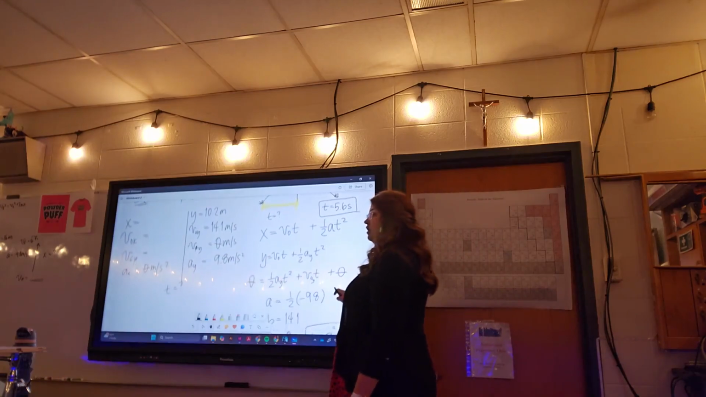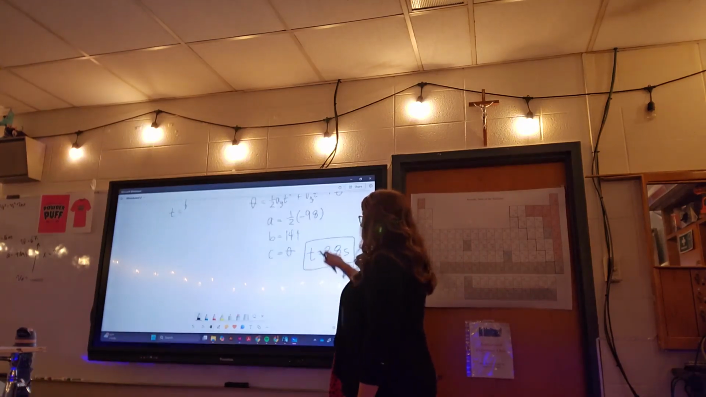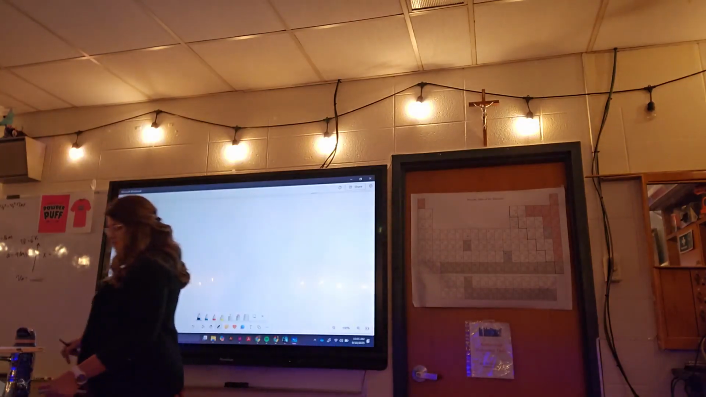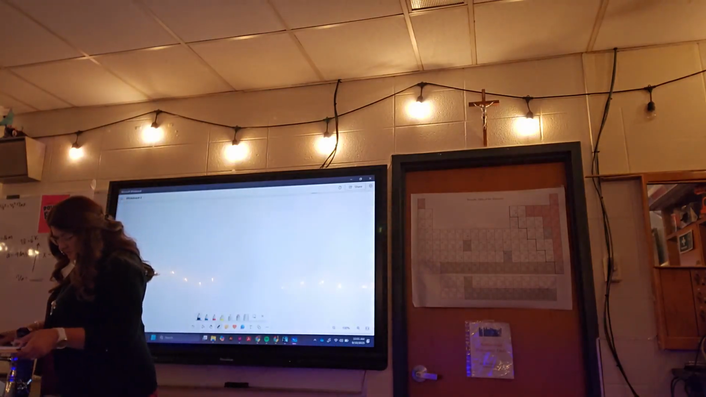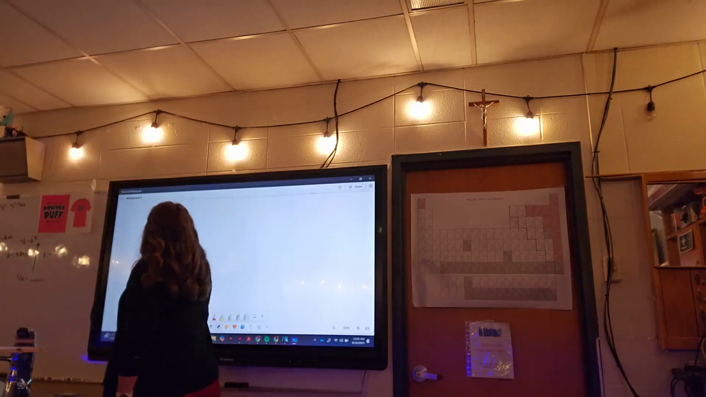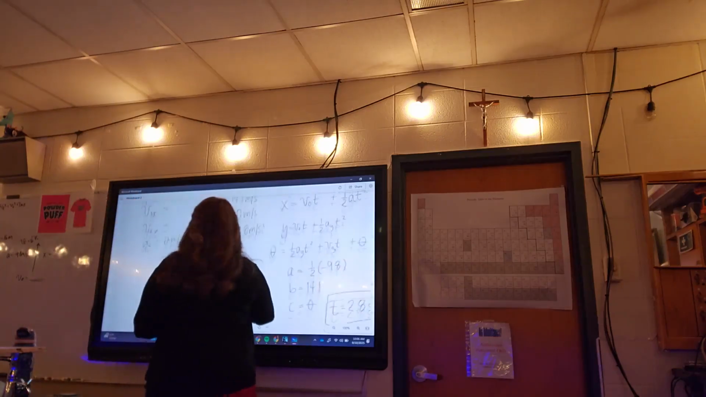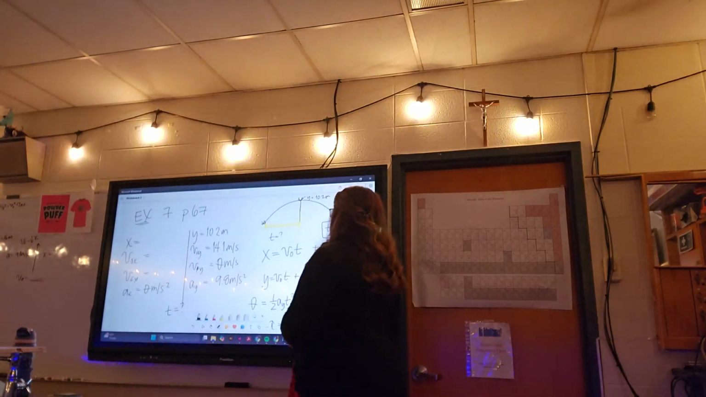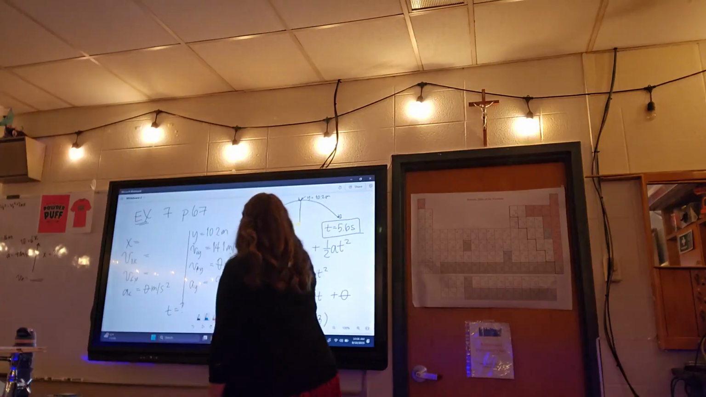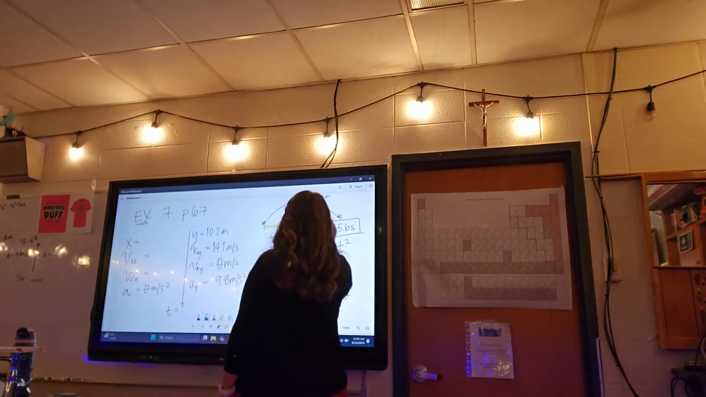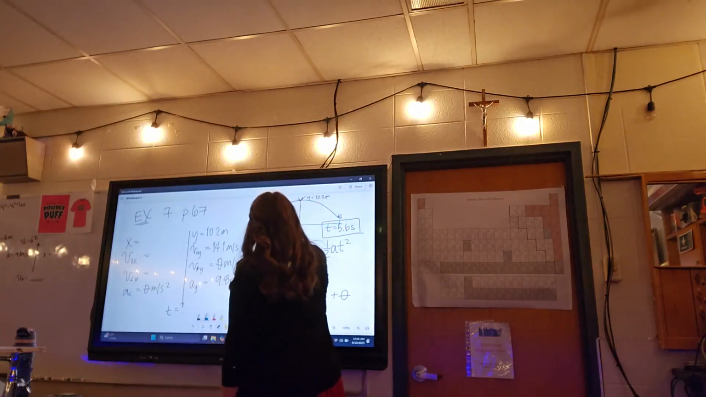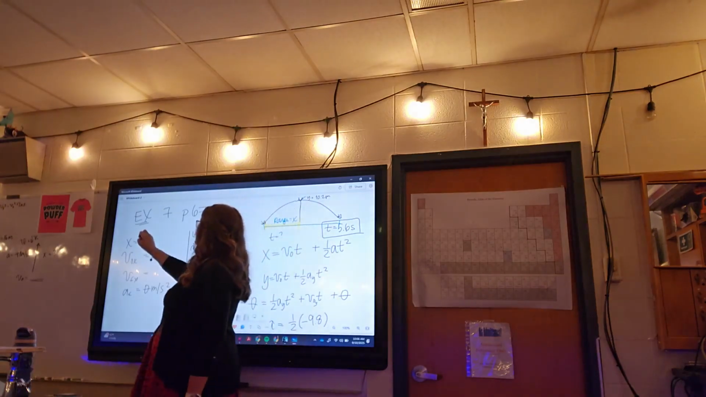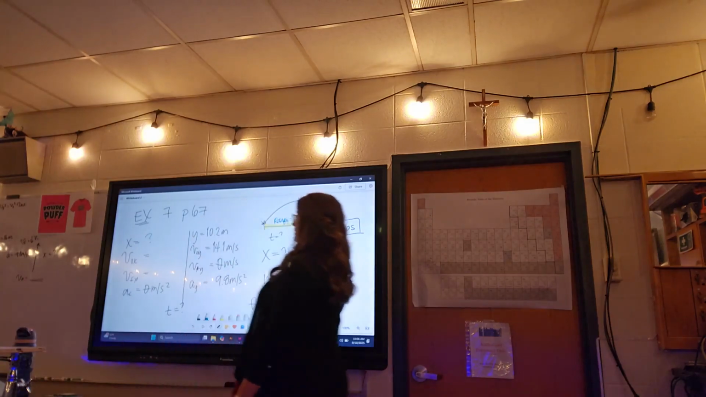Okay, if you're having a hard time, don't worry. It'll get easier the more you do. Let's do example 8. Actually, I'm just going to leave this up here, because in example 8, it's asking us for the range. The range is your x distance. So now we're going to use information and solve for x.